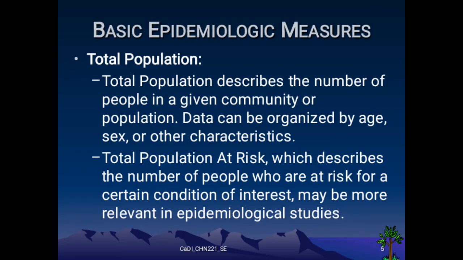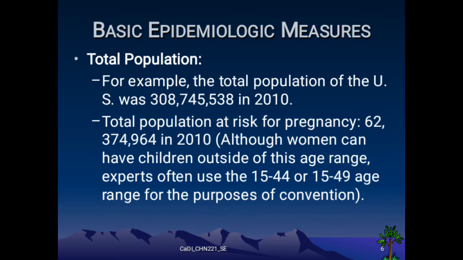Starting with basic epidemiologic measures, under total population, we say that total population describes the number of people in a given community or population. Data can be organized by age, sex, or other characteristics. Total population at risk, which describes the number of people who are at risk for a certain condition of interest, may be more relevant in epidemiological studies.